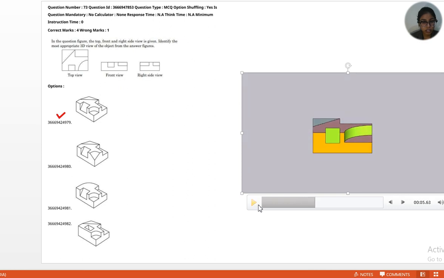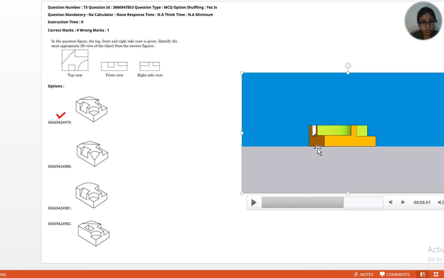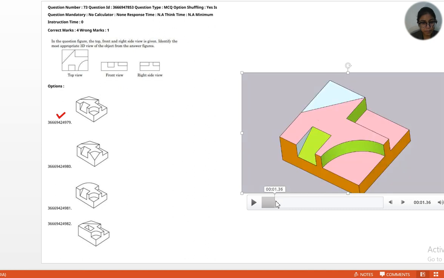As I was saying about this part, this one is touching the edge, but in D you can see they are not touching this, so this is wrong. Now in A, B and C, this corner is having a smooth edge, but here you have a sharp edge in the plan given to you. That's why B and C are wrong.